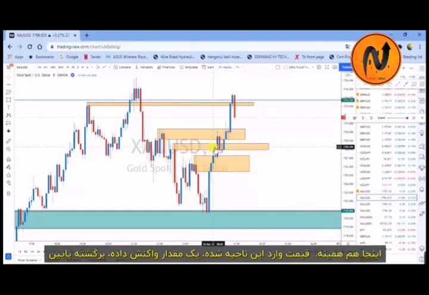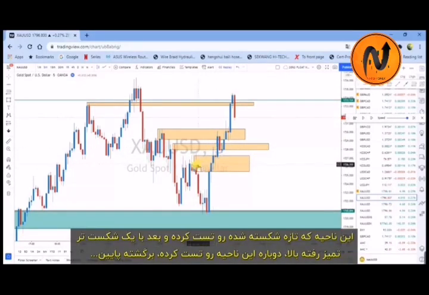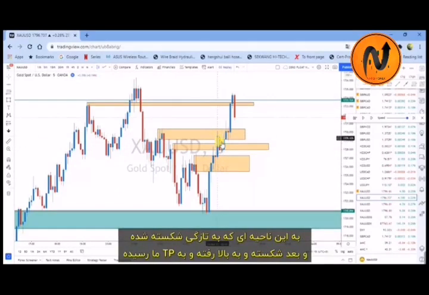Same here, price comes in this area, reacts a little bit, going down. Tested this area that it just broke, goes away, breaks up with a clean break. Same again, tested this area, comes back down to this zone that it just broke, continues to break up, and took our take profit.